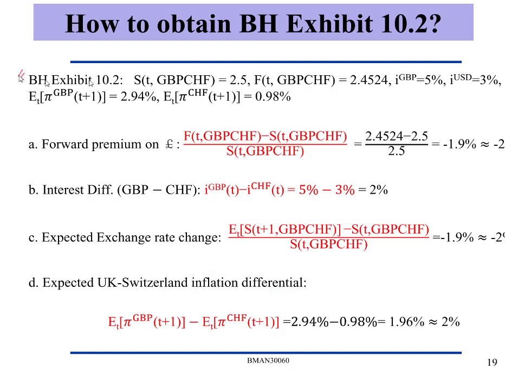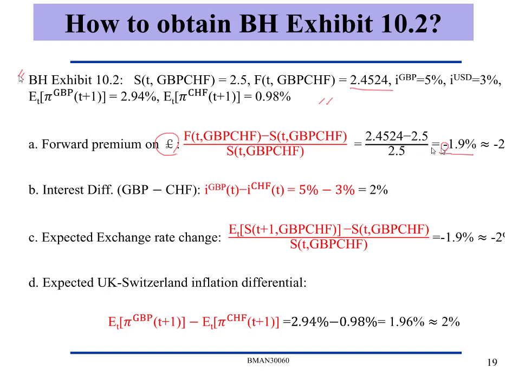So given this information, what is the forward premium on pound? When we compute forward premium or discount on pound, we have to use GBP CHF. Pound should be in the denominator. So forward price of GBP CHF at time t minus spot price of GBP CHF at time t, divided by spot price of GBP CHF at time t. This is how we compute forward premium or discount on pound. So if you just plug in the number, 2.4524 instead of F, 2.5 instead of S, we get minus 1.9%.